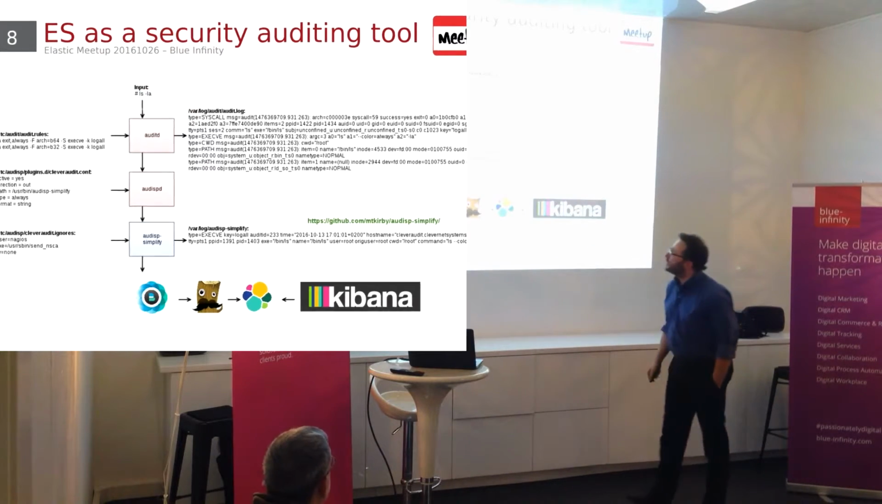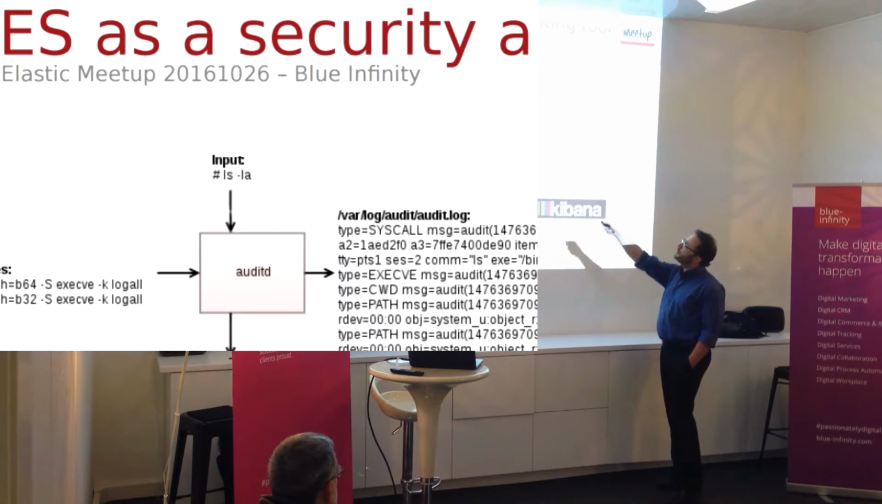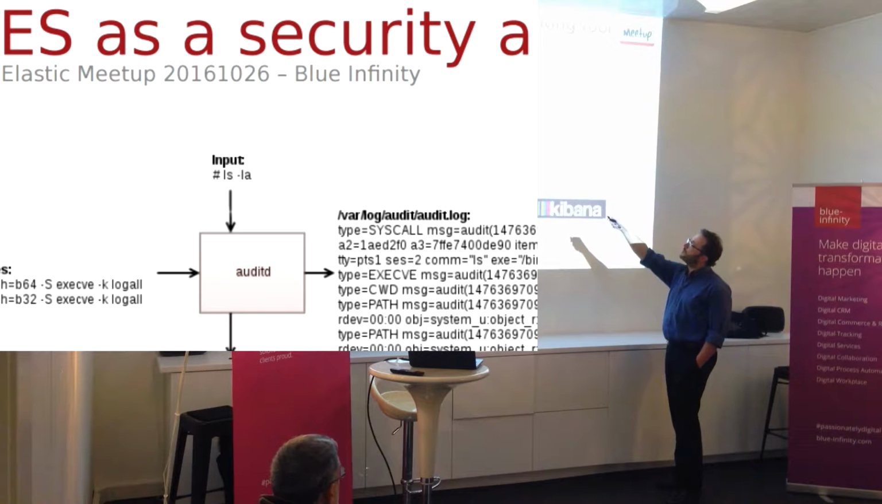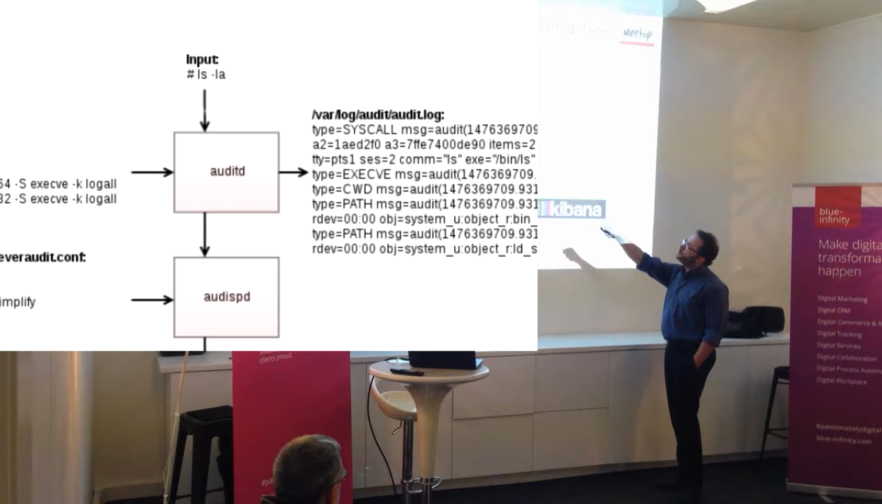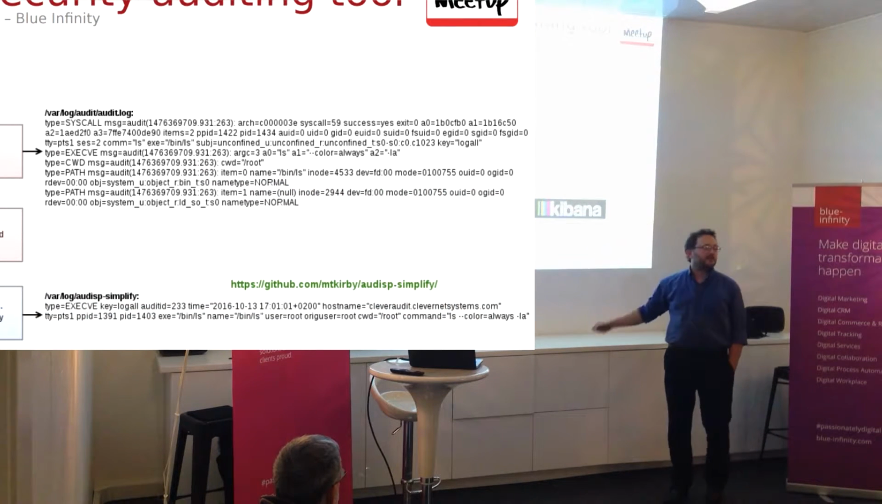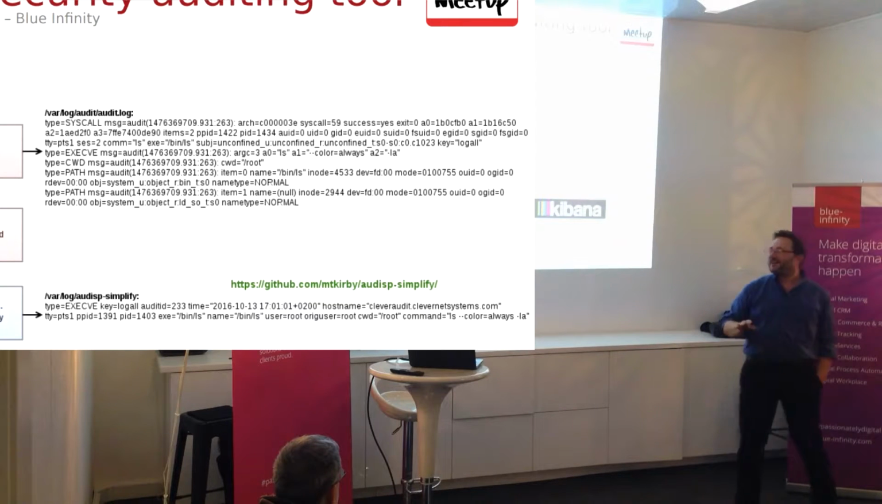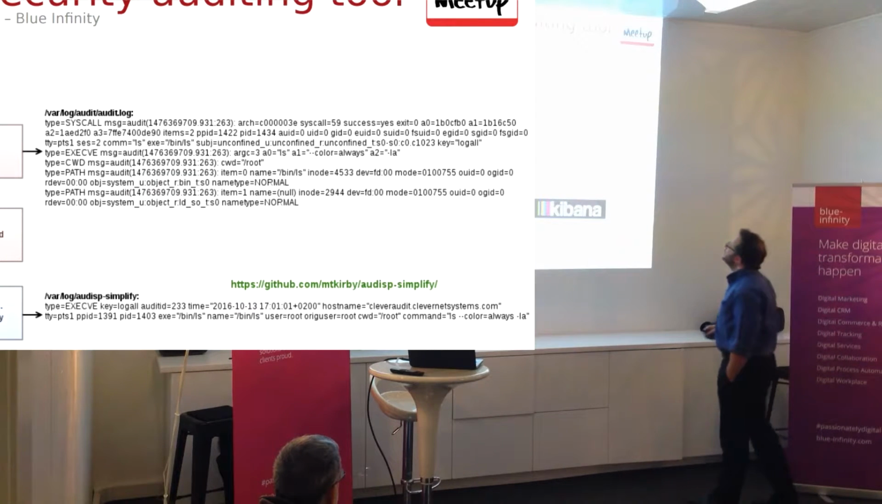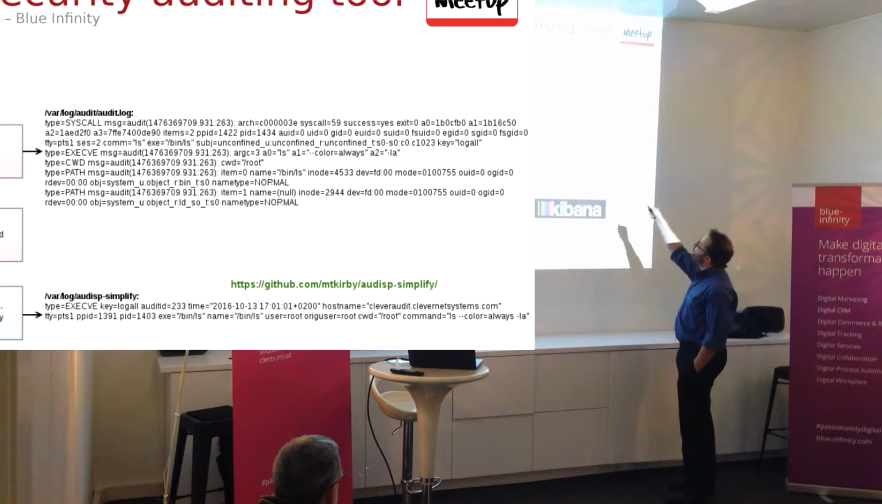So let me give you an example. Let's say the user types the command ls -la. Audit, because of those two rules that I showed you before, will log this. This is extremely complicated and completely useless. I mean, you can't get anything from this.